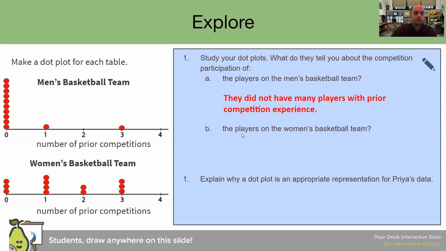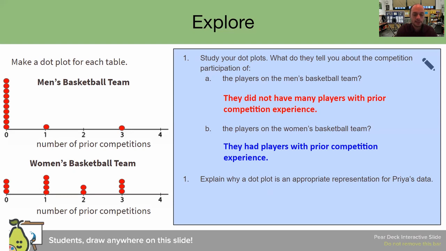For part B, please pause the video and read part B to yourself. What do they want us to do for part B? All right, welcome back. Now that you've read part B, let's read it together. Part B says the players on the women's basketball team. So what does the dot plot tell us about the players on the women's basketball team? Please pause the video and let me know. All right, welcome back. If you said that they had players with prior competition experience, you are correct.